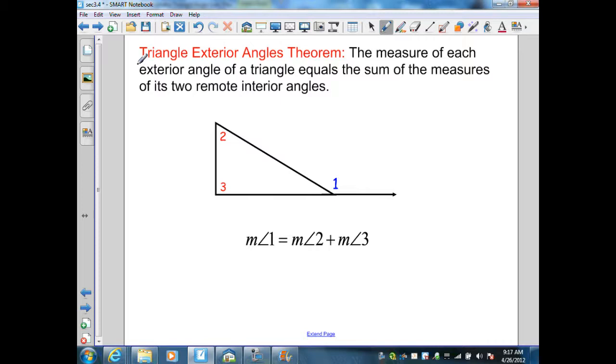Those last 2 slides lead us to the triangle exterior angle theorem. The measure of each exterior angle of a triangle equals the sum of the measures of its 2 remote interior angles. So here, I have a triangle with an exterior angle 1.